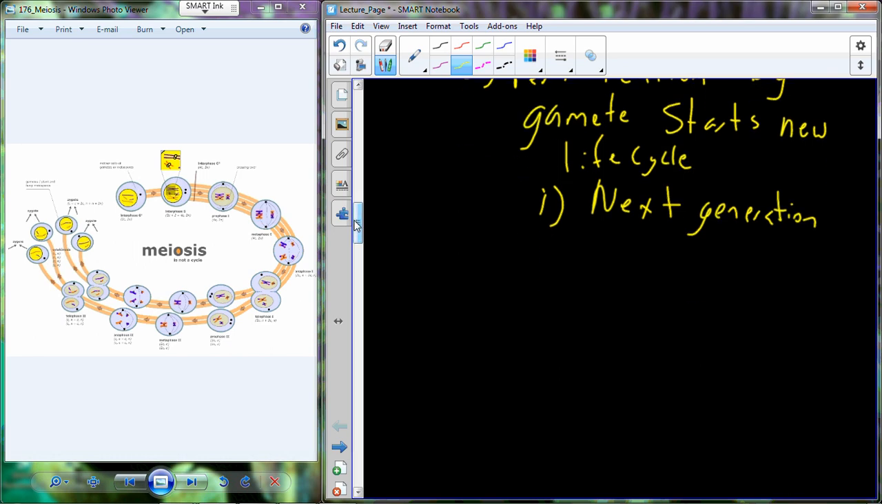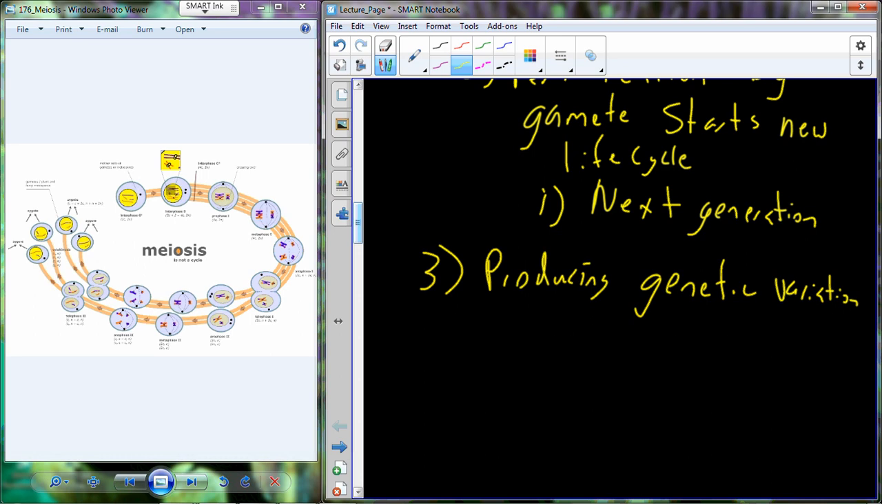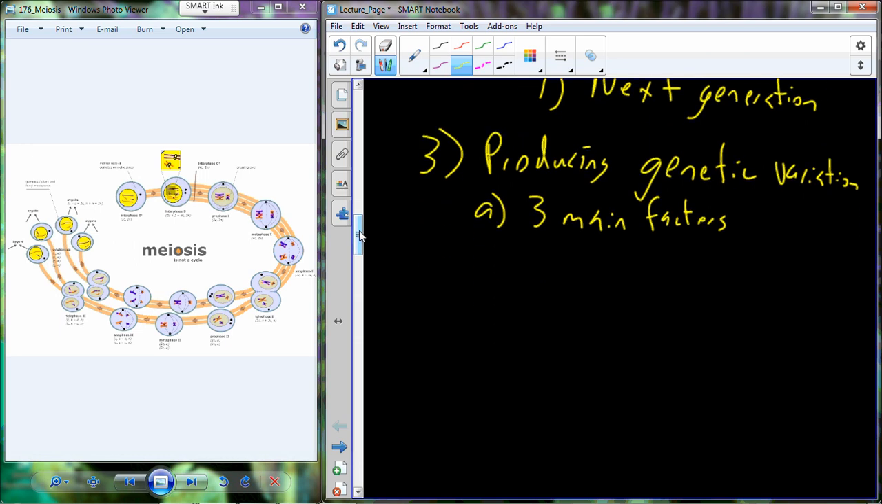So how do we actually achieve that genetic diversity, especially within a family? Okay, so let's produce some genetic variation. There are actually three main factors that will generate genetic variation and genetic diversity within a population.